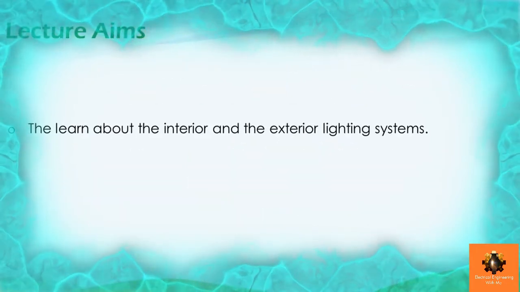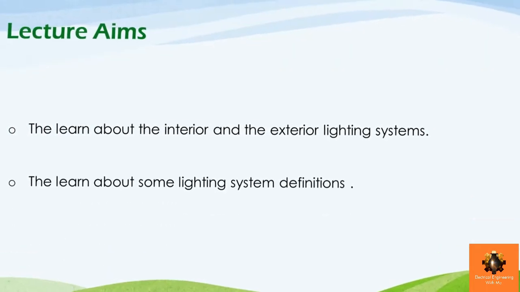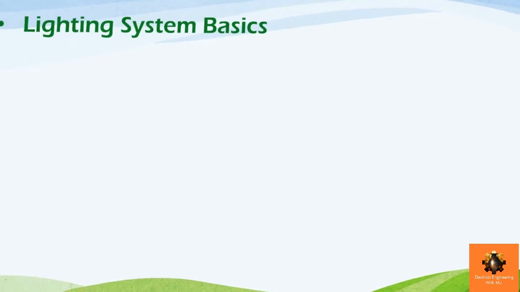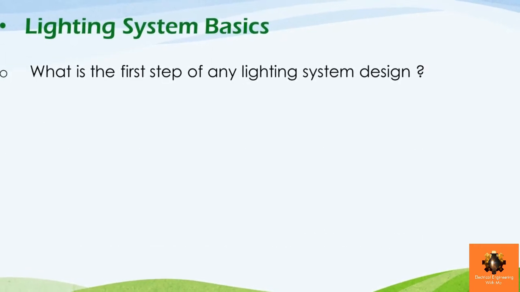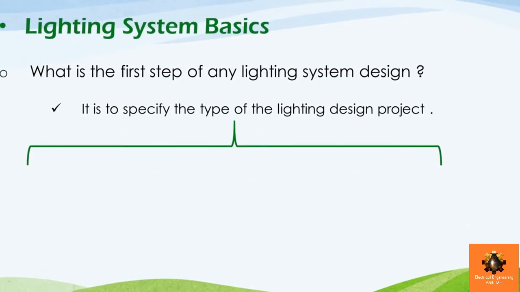The aim of this tutorial is to learn some basics related to the difference between the interior and the exterior lighting system designs, and also we will discuss some definitions related to the lighting system in general. So let's go ahead. The first basic question is, what is the first step of any lighting system design? The answer is that when we start any design for any lighting system, we must first know the nature of the place that we need to make the design for.